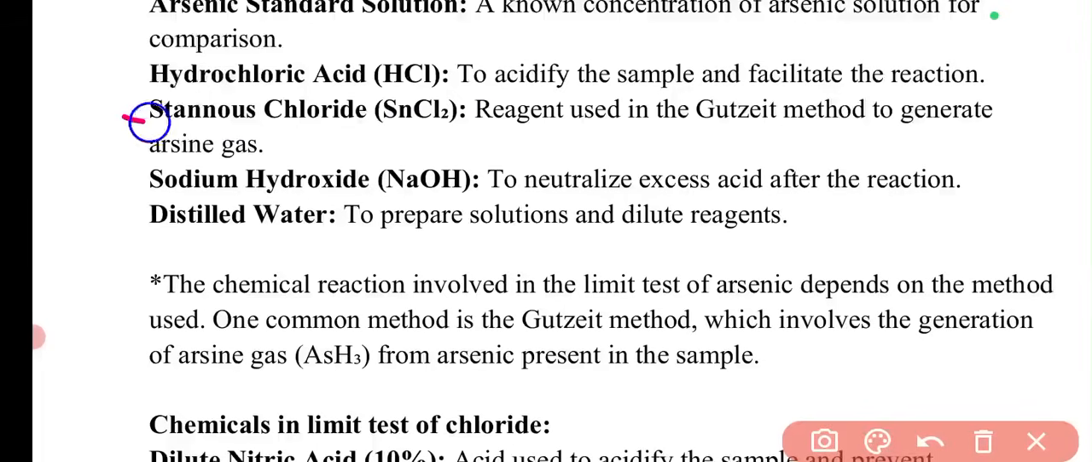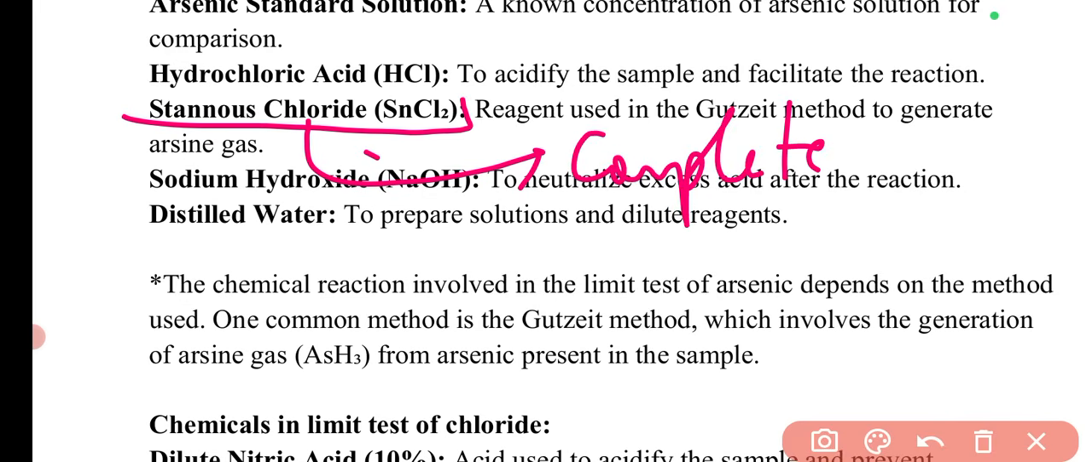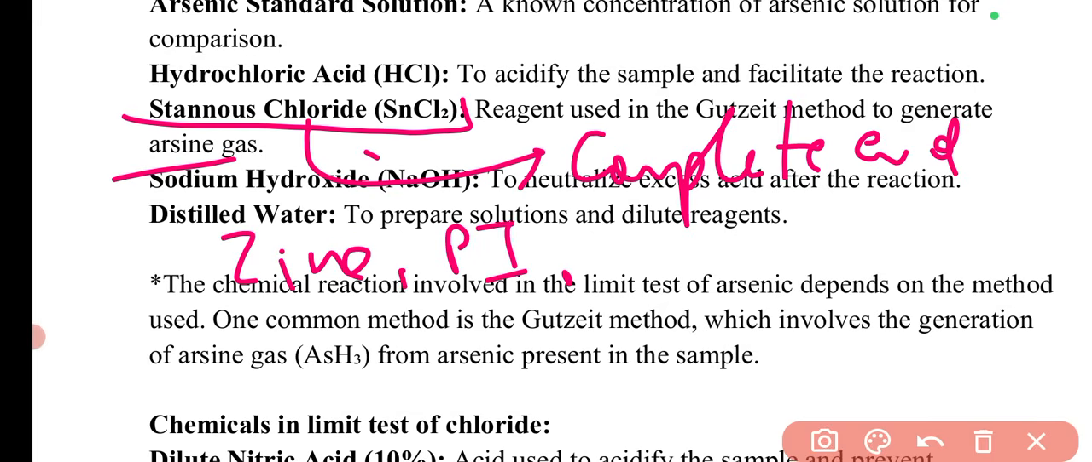Here the stannous chloride is very important, and it is used for the complete evolution of arsine gas. There are several other reagents that can be used. For example, zinc can be used, potassium iodide can be used, stannous chloride can be used. These are basically reducing agents. How will they act? They will act as reducing agents.